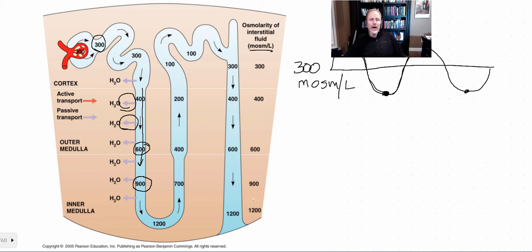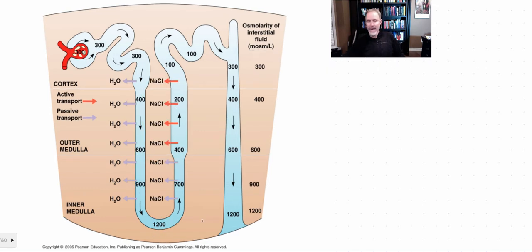Okay, so now we're getting here at the bottom really concentrated, about 1200 milliosmoles, about as concentrated as we can get. And then as we start moving back up the ascending limb of this loop of Henle, now we're going to start pumping the salt out, either passively or actively, depending on the color of the arrows here. And now it's going to get really watery here at the end of the ascending limb once we get towards the distal convoluted tubule, which is right through here. And now it's really watery. And then it's going to empty into the collecting duct.